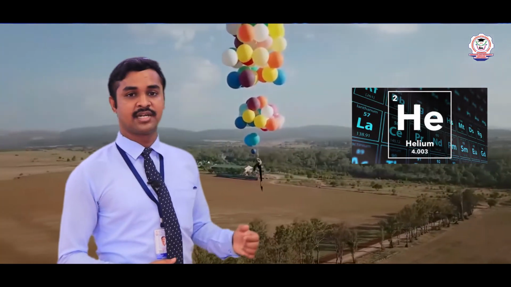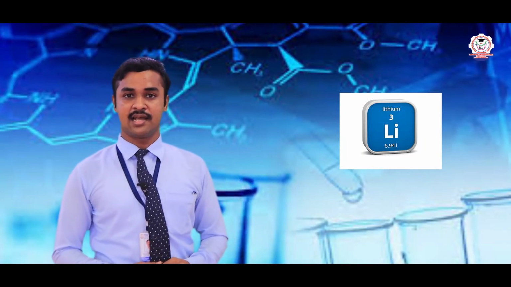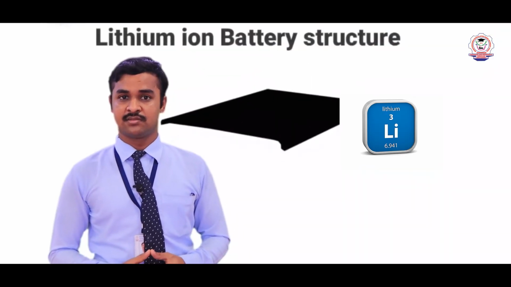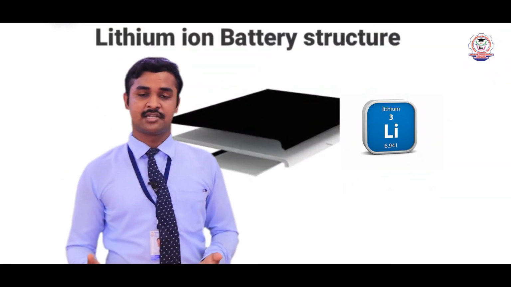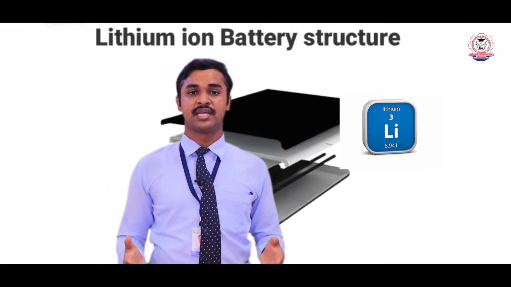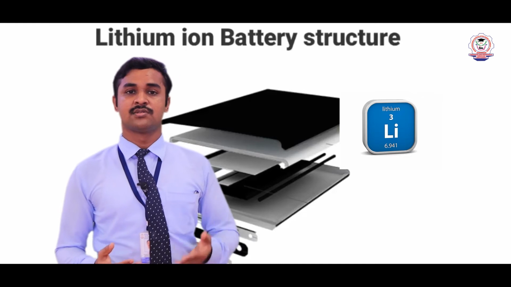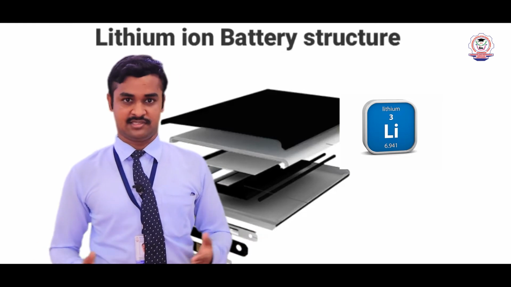And our next element is lithium. The symbol for lithium is Li and its atomic number is 3. So, lithium contains 3 protons and lithium is mainly used in batteries. For example, car batteries or cell phone batteries may contain lithium. Nowadays, lithium batteries are going through advanced research.